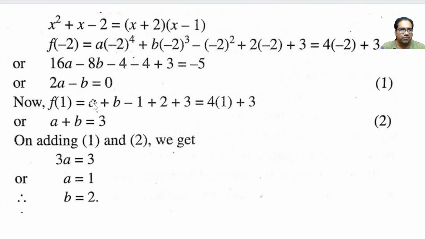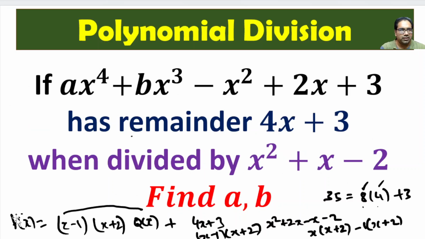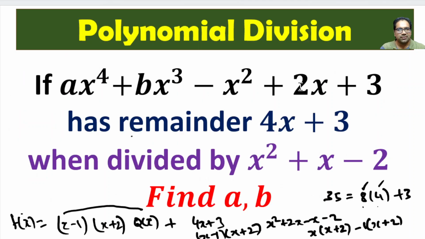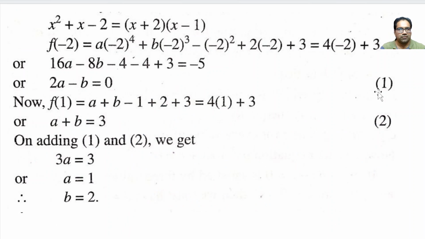If you put f(1), what is f(1)? a into 1^4 plus b into 1^3 minus 1^2 plus 2 plus 3, that is a + b - 1 + 2 + 3. And what is the right hand side? The right hand side is 4x + 3, that is 4 into 1 plus 3.